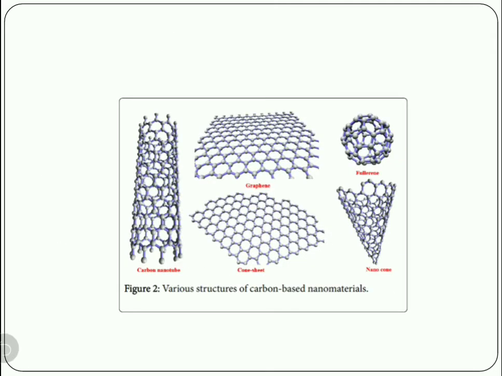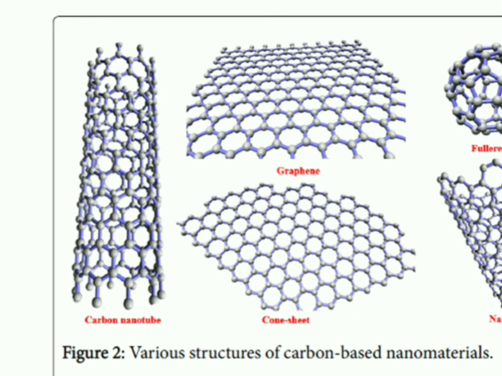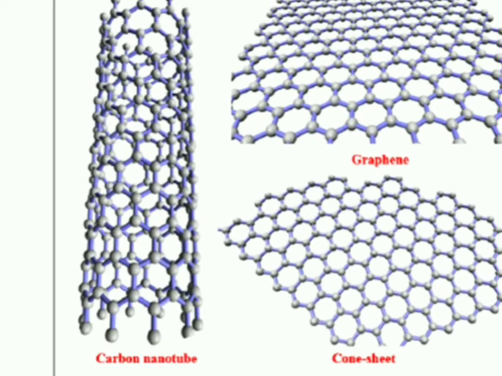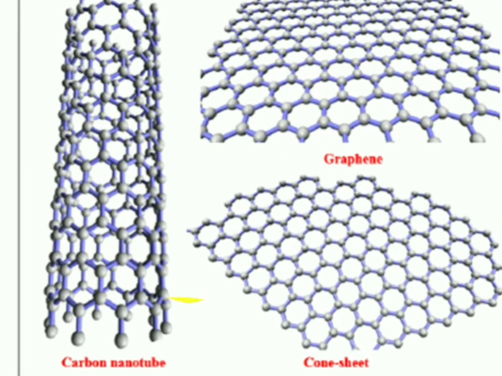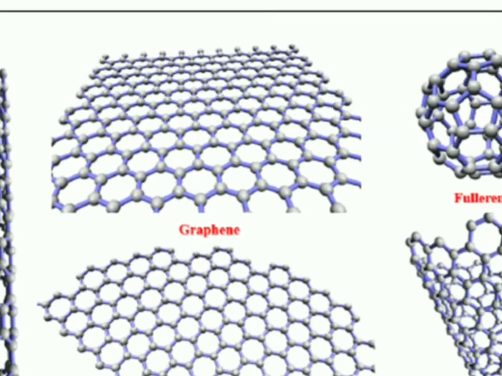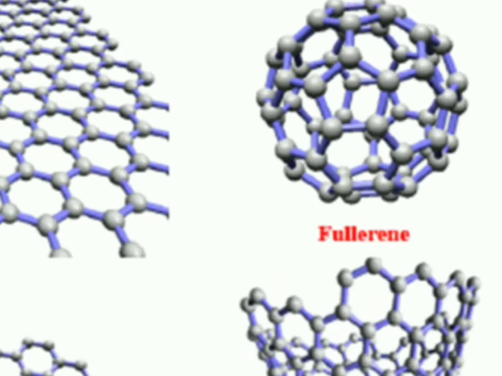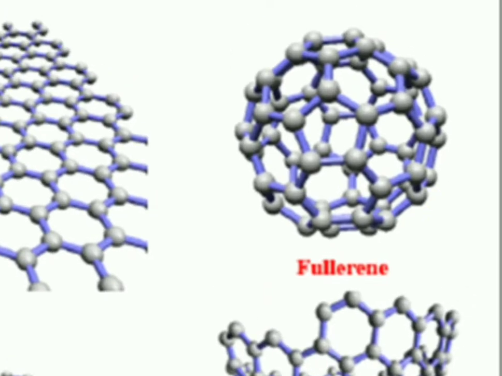Now we see the structure of various types of carbon based material. Now you can see here it is a cylindrical type, so it is called nanotubes. It is called graphene, where all the atoms of carbon are arranged in a hexagonal manner. Again, this is called fullerenes, that is a spherical type of arrangement of a carbon material.